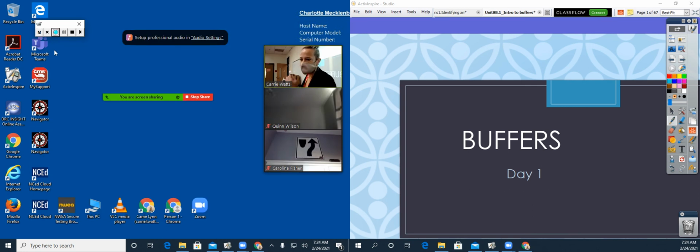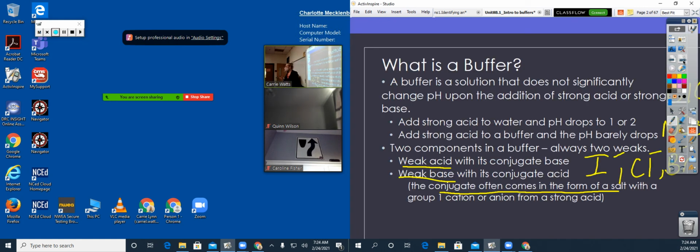Okay. So yesterday, you worked on watching a video on buffers, okay? The key takeaways from yesterday's video is to know that buffers are made in two parts. You have two parts to every buffer, okay? It's only the weak acids and the weak bases that can make buffers, and they're always paired with their conjugates. So there's always two components of every buffer.